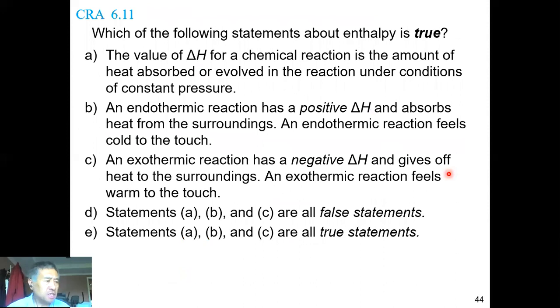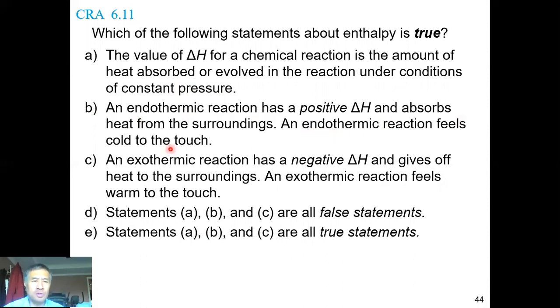So this CRA 6.11 is regarding the statement. Which of the following statements about enthalpy is true? First, choice A. The value of delta H for a chemical reaction is the amount of heat absorbed or evolved in the chemical reaction under the condition of constant pressure. So that is true. B, an endothermic reaction has a positive delta H and absorbs heat from the surroundings. An endothermic reaction feels cold to the touch.